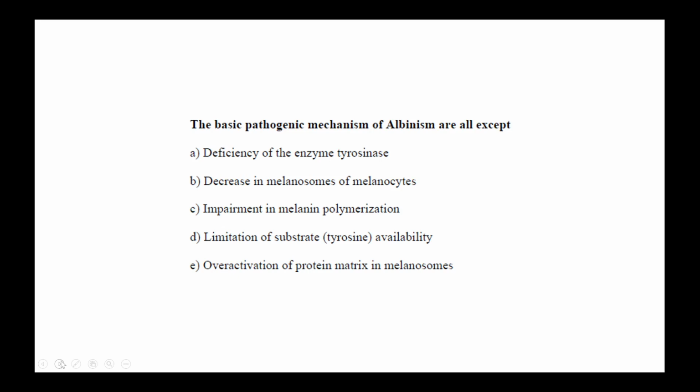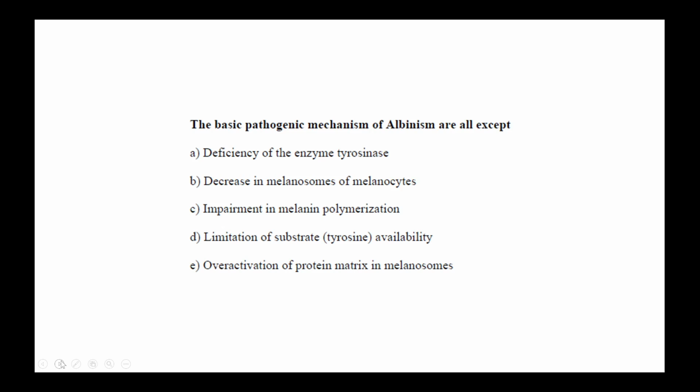The basic pathogenic mechanism of albinism are all except option A, deficiency of enzyme tyrosinase. Option B, decrease in melanosomes of melanocytes. Option C, impairment in melanin polymerization. Option D, limitation of substrate tyrosine availability. And option E, overactivation of protein matrix in the melanosome.